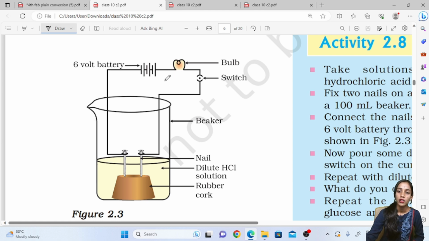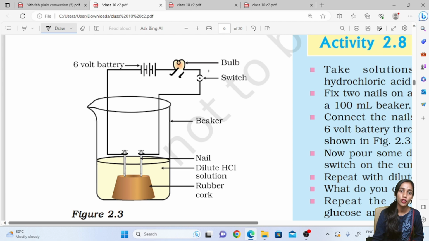So when solutions such as glucose and alcohol were taken, the bulb did not glow. This showed that there was no conduction of electricity when solutions like glucose and alcohol were taken. But in case of all the acids, such as sulfuric acid, hydrochloric acid, nitric acid, and acetic acid, there was conduction of electricity and the bulb glowed.